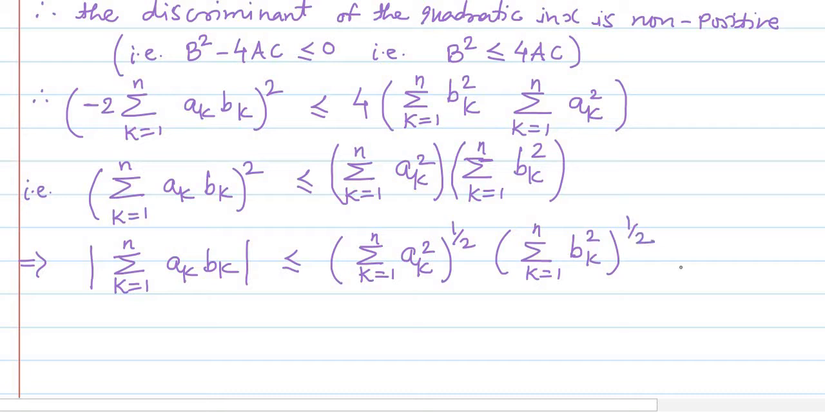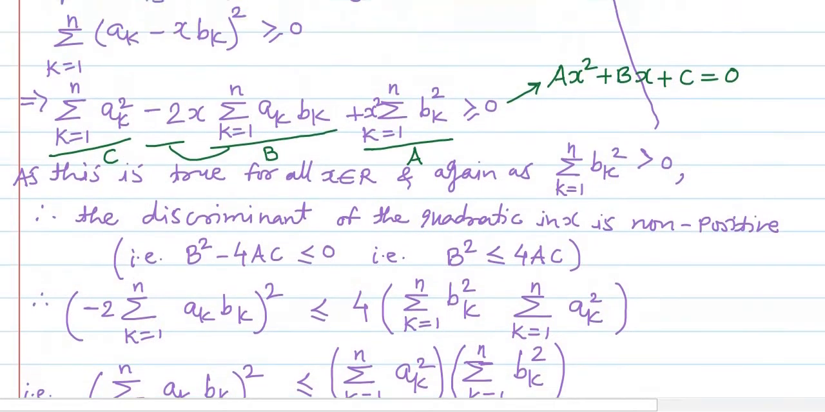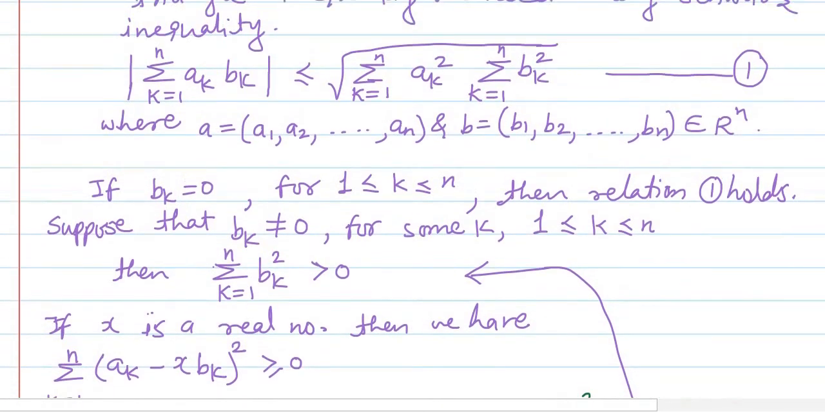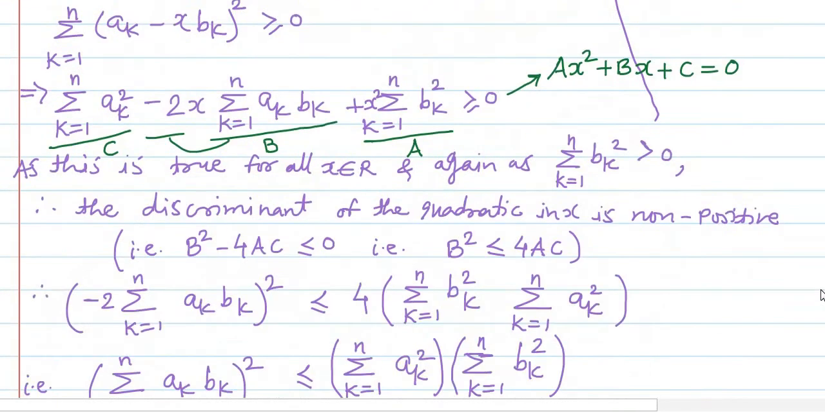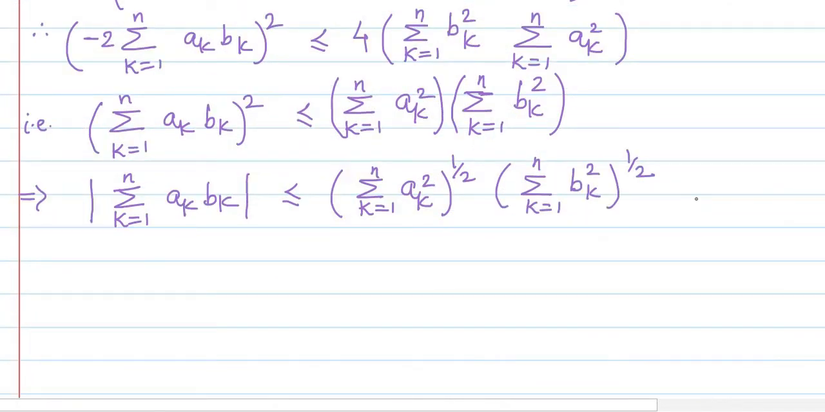So in this way we have established this Cauchy-Schwarz inequality. This is the required Cauchy-Schwarz inequality, which is denoted by the relation number 1. We are going to use this Cauchy-Schwarz inequality to prove the triangle inequality. So we'll prove the triangle inequality now.